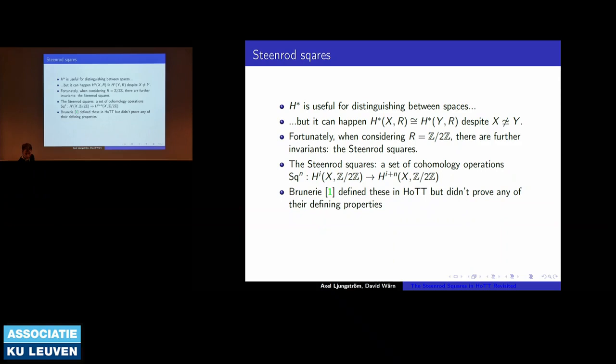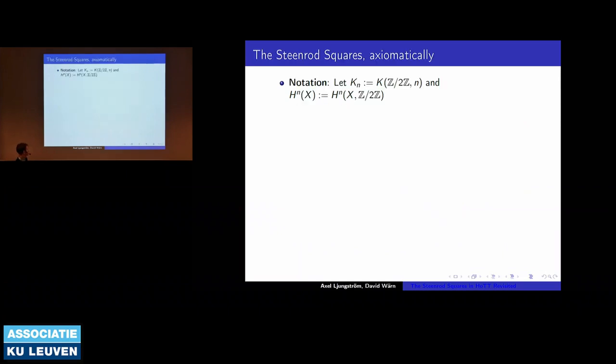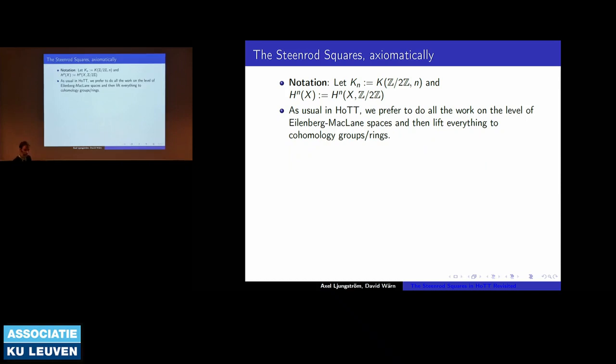So Brunerie defined these in HoTT, but he didn't prove really any of the properties describing these operations. So in this talk, we're going to revisit his definition, and we're going to slightly reformulate it, and we're going to prove the key properties regarding these Steenrod squares. So some notation: K_n will denote the nth Eilenberg-MacLane space. Everything is in Z mod 2 here. H^n will always denote Z mod 2 cohomology. Now, I said that the Steenrod squares were usually defined on cohomology groups, but because it's in HoTT, we like to work directly with Eilenberg-MacLane spaces. So I'm going to describe what they are on the level of Eilenberg-MacLane spaces.